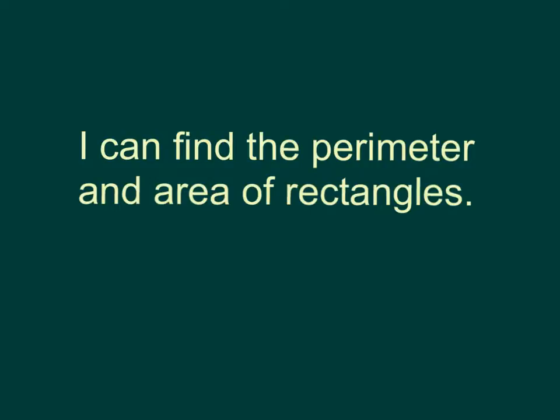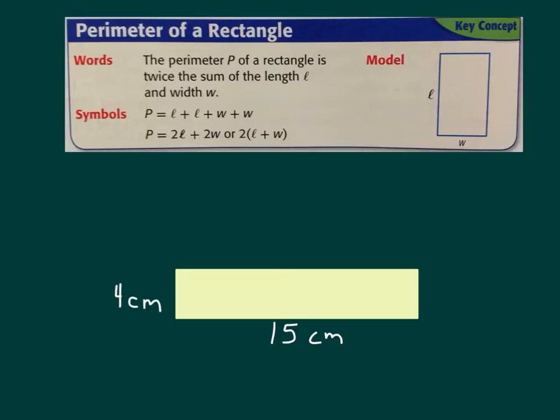Today's learning target is I can find the perimeter and area of rectangles. Let's start by doing a little bit of review. If you remember perimeter from previous years, the perimeter is the distance around an object.